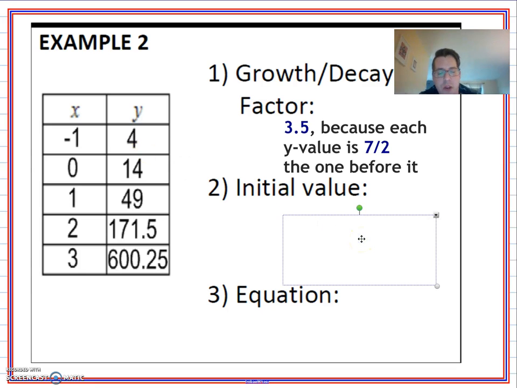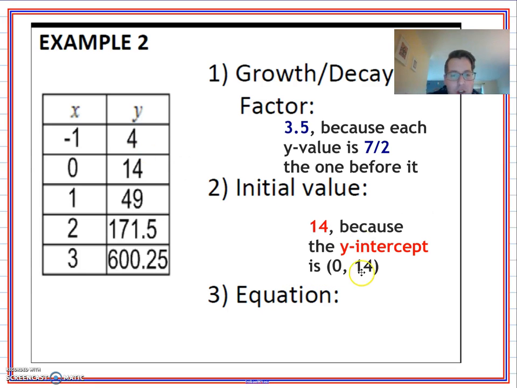The initial value is much easier in this one because we can see the y-intercept is (0, 14), and that gives us an equation of y equals 14 times 3.5 to the x.